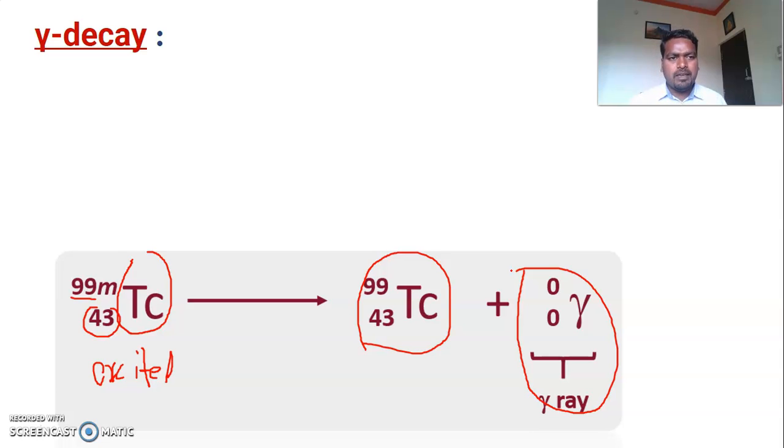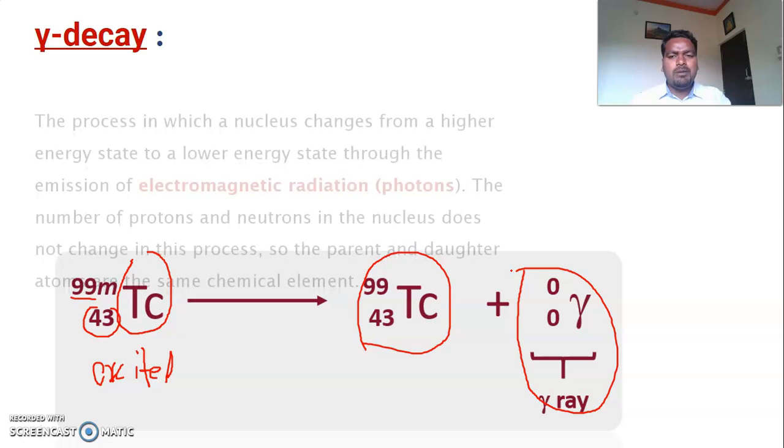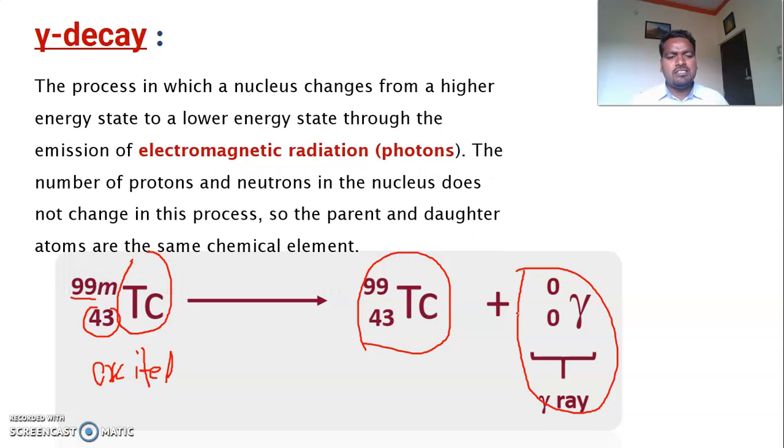Such a type of decay process, in which the mass number and atomic number are the same but the energy state varies, goes from higher energy to lower energy. While coming back from higher energy to lower energy, it emits the energy in the form of radiation. That is, it emits gamma rays. That's why it is called gamma radiation.